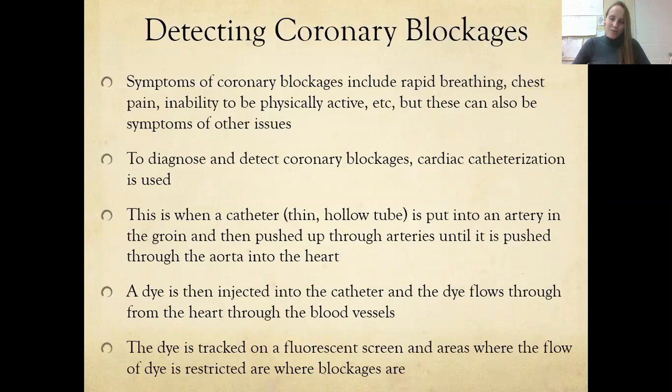Essentially, a catheter, which is a small, thin, hollow tube, is inserted into an artery in the groin and then pushed all the way up from your groin into the aorta. And then a dye is injected into that catheter. As the dye flows through the heart and through all the different blood vessels of the heart, you can actually track the pathway of the dye on a screen. And anywhere that flow of dye is blocked off, you can see that there's a coronary blockage there.